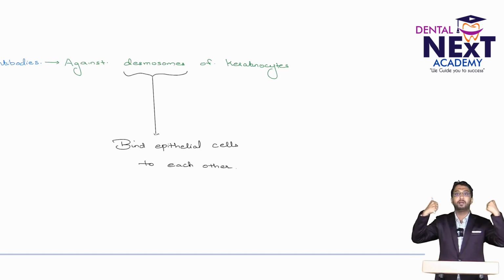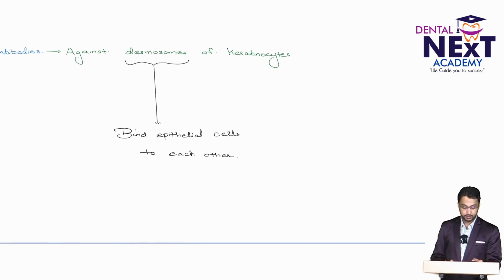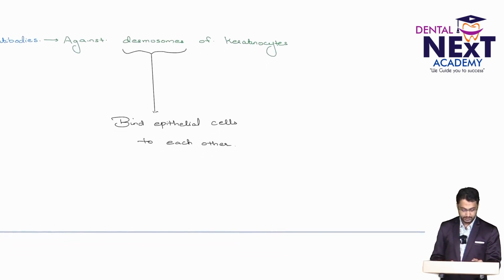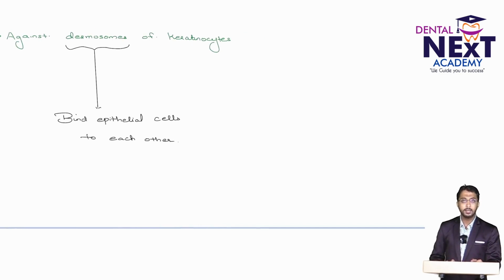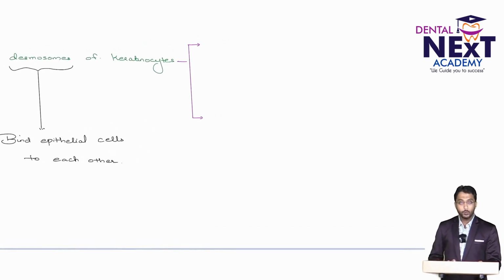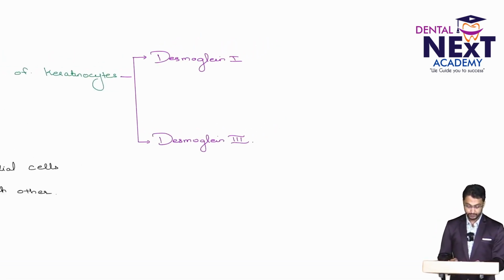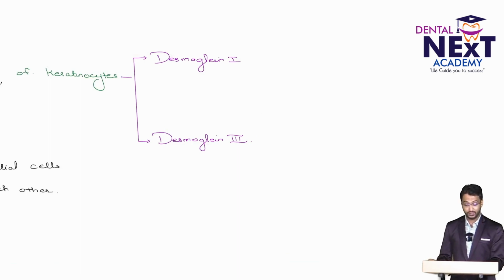So in this lesion, this split happens. That's what we will see. They are directed against desmosomes of keratinocytes, which bind the epithelial cells to each other. Now, basically, which component? That is desmoglein 1, which is a component of desmosome, and desmoglein 3, not 2. Remember that: desmoglein 1 and 3.